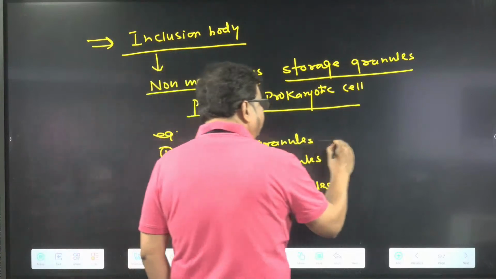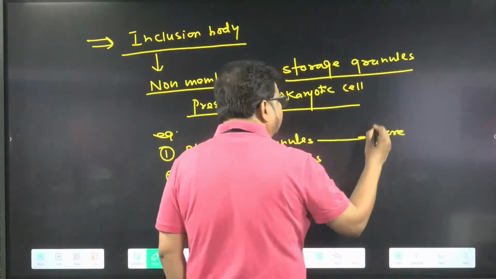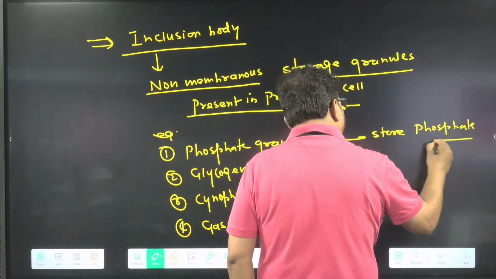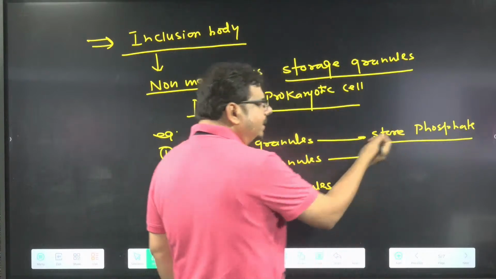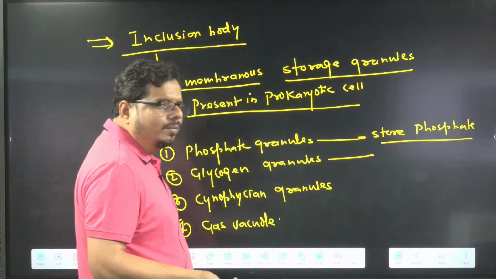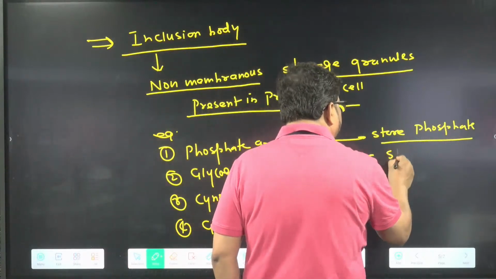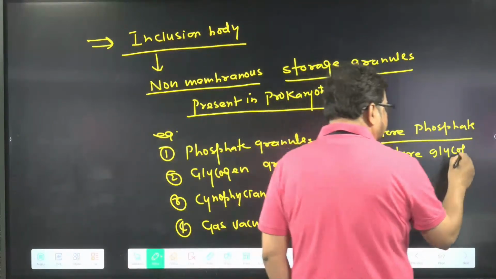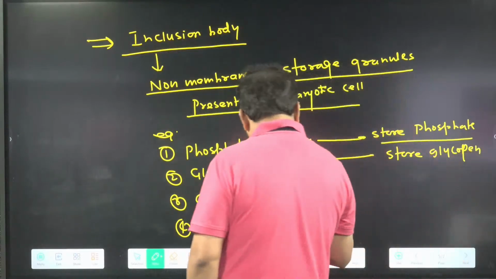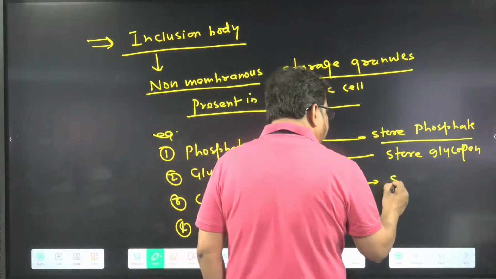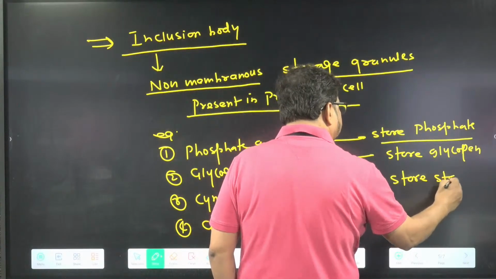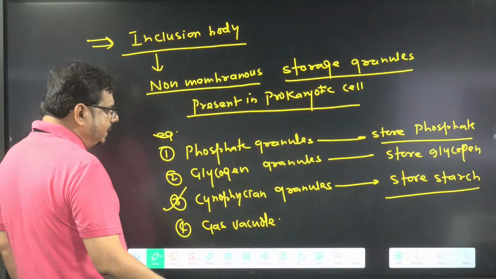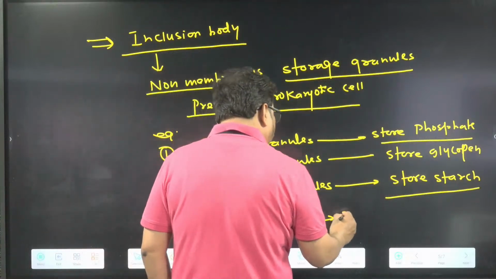So phosphate granules store phosphate. No one will ask in an exam. Very direct, na? Glycogen granule stores glycogen. The name is showing the thing. But here the name is not showing. Cyanophycean granule, the examiner will ask. It is storing starch. So what is storing what in inclusion body? This is the question going to be asked. Everything is clear by the name. Gas vacuole stores air.